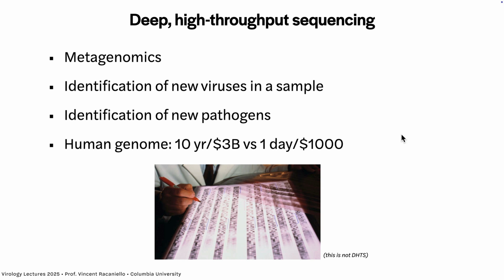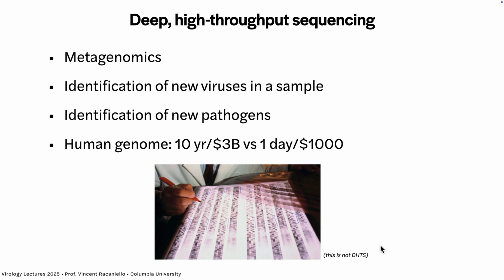Sequencing of nucleic acids has also been important. This allows us to do metagenomics, just sequence everything in a sample, whether it's soil or water or a clinical specimen. It can identify new pathogens. Eventually, this was done to identify SARS-CoV-2. Of course, the first human genome was done years ago. It took 10 years at a cost of $3 billion. But technology has improved so that today you could have your genome sequenced and it would only cost $1,000. How about that?